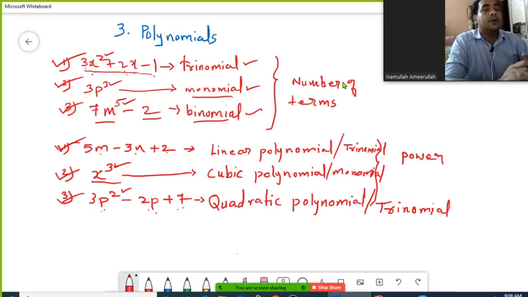Linear polynomial, quadratic polynomial, cubic polynomial on the basis of power, and on the basis of number of terms, monomial, binomial and trinomial. So this way we can categorize the polynomials.